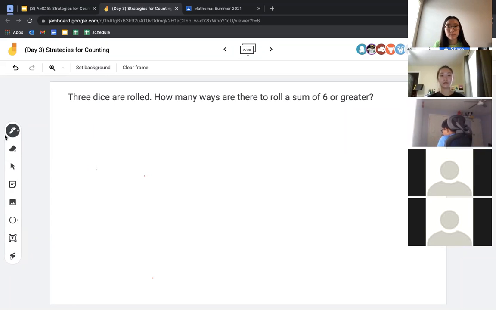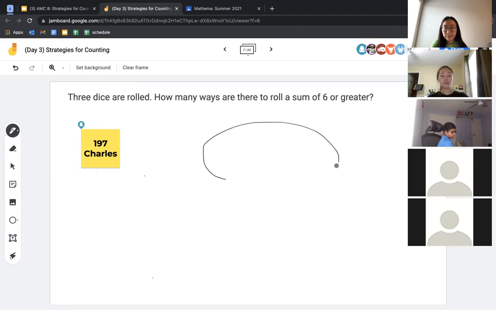Okay, I'll wait 1 more minute. All right, how about we do a hint. For these types of problems, there's going to be a total. This is the total number of ways you can roll 3 dice, the total number of combinations you can make. We're going to divide this into 2 categories. One is what we're trying to find: how many ways are there to roll a sum of 6 or greater? And then what is going to be on this side? What does not fit the criteria?